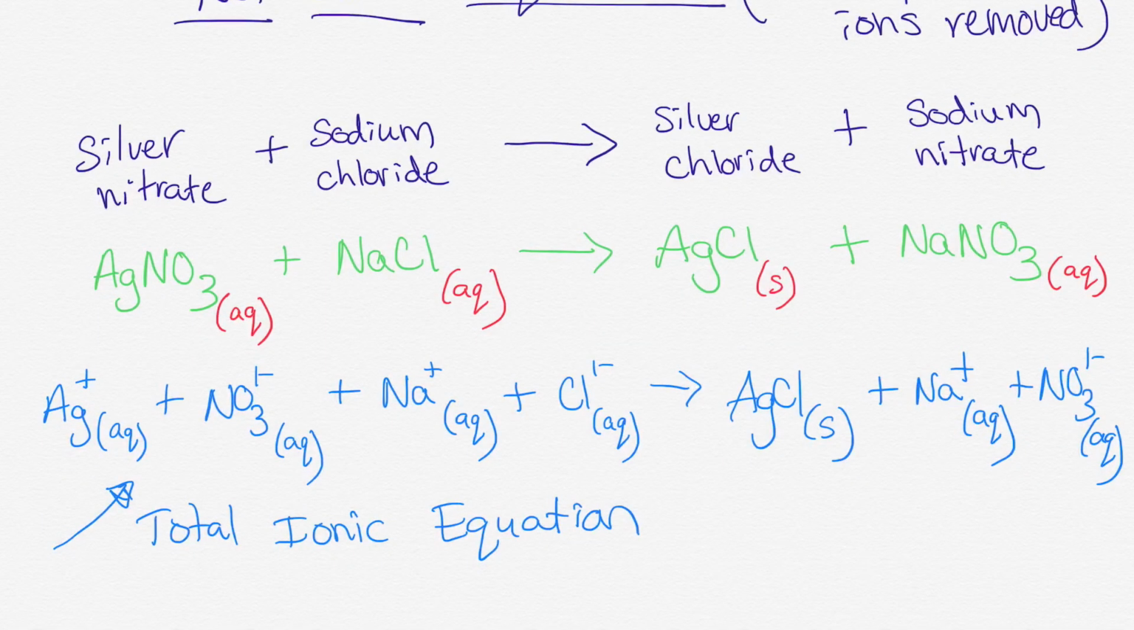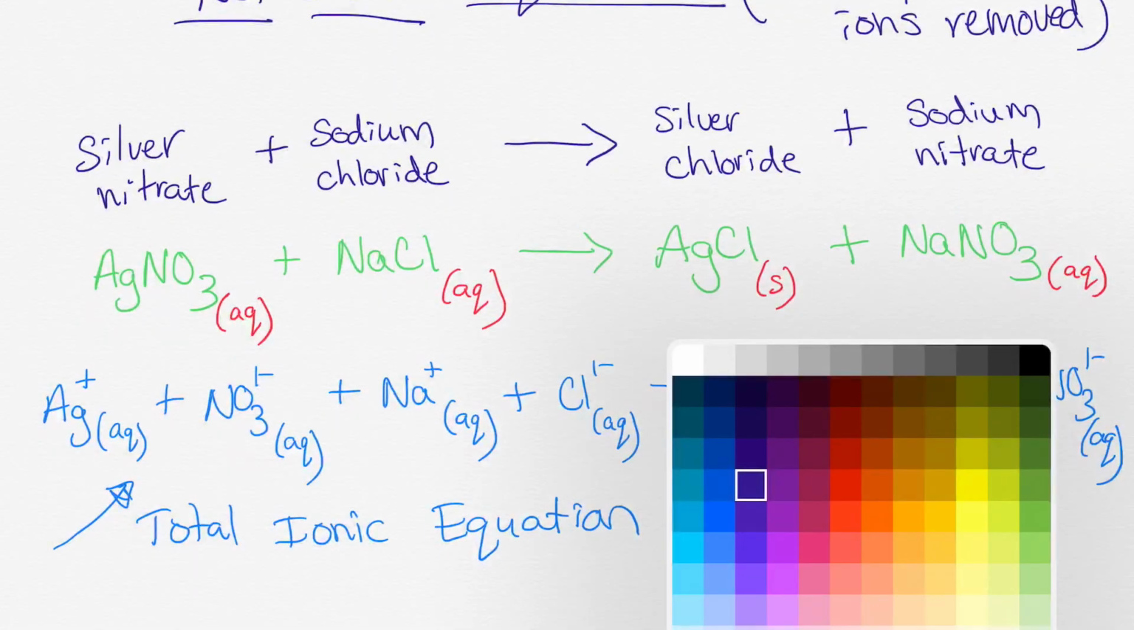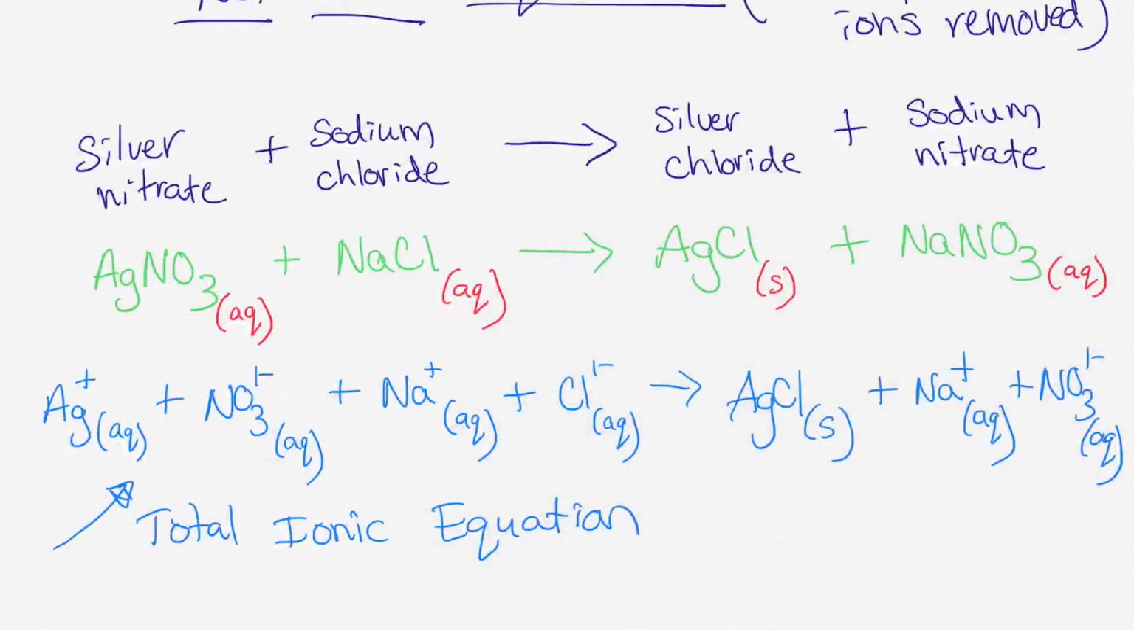Okay, and when we're ready to write our net ionic equation, we just need to locate our spectator ions. So spectator ions are going to be sodium with a 1+ charge. Okay, it's on both sides of our reaction.